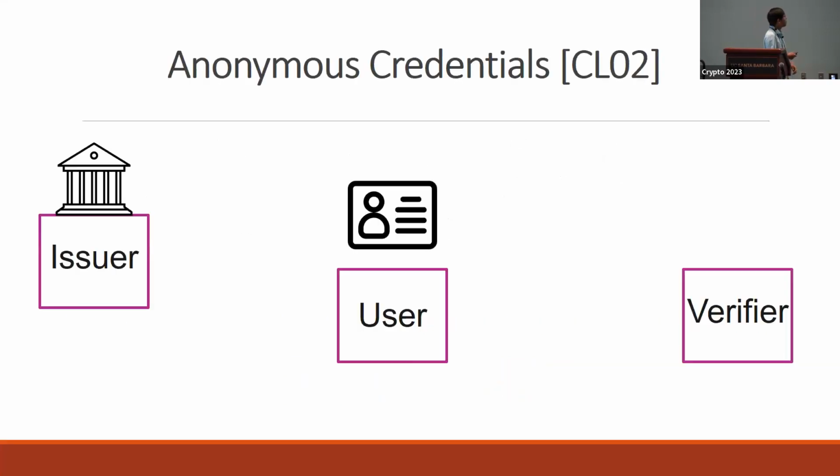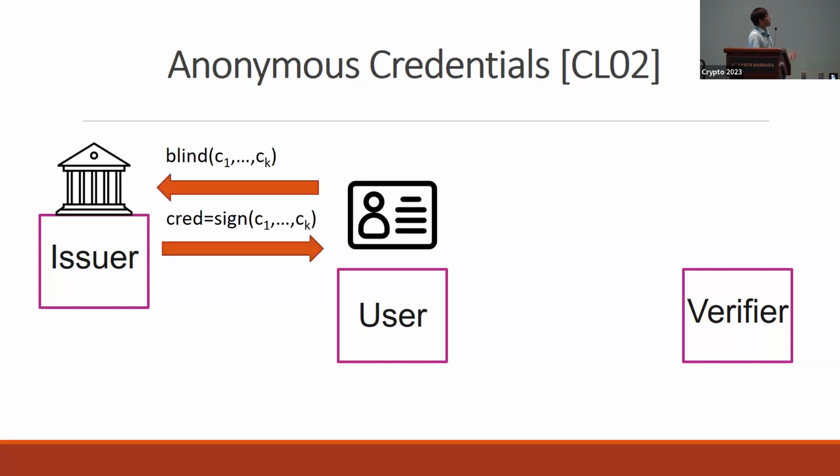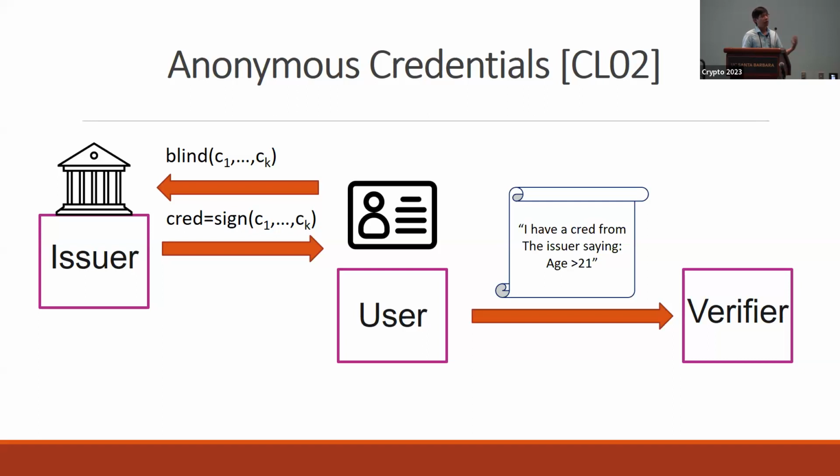We already had the background on anonymous credentials, but for those who just joined us, we have three parties: the issuer, the user, and the verifier. The user has some public and private attributes, maybe the private ones are the date of birth or the address. The user wants to obtain the credential from the issuer, and then later prove possession of the valid credential to the verifier.